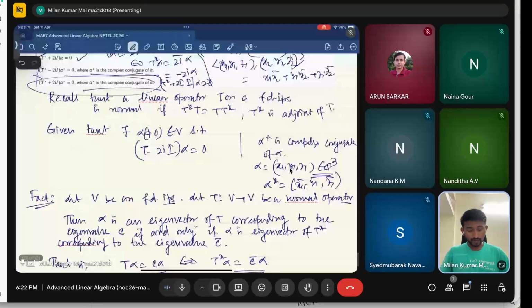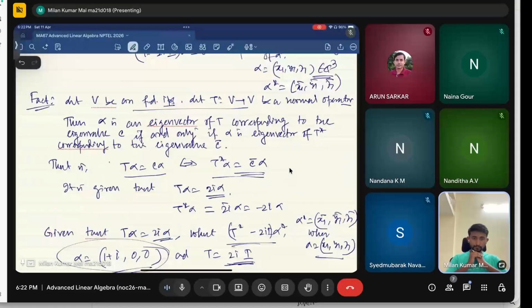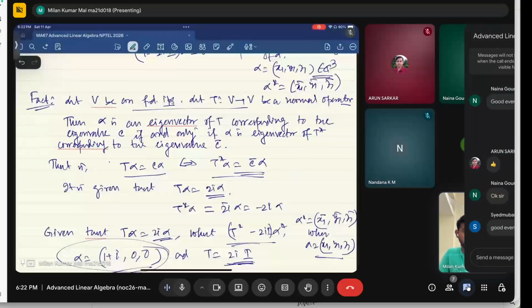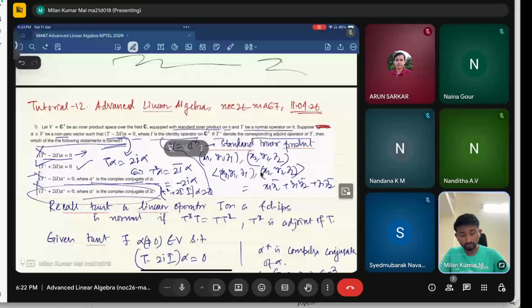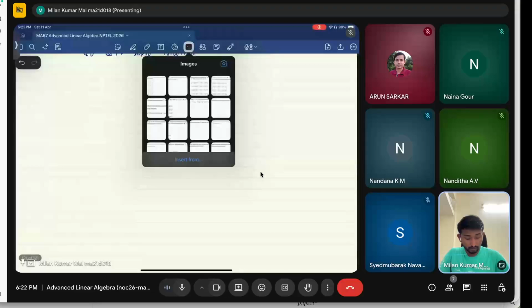Is it clear that I have tried to give counter examples for the last two options, and for the first two I have tried to use the theorem? I hope it is clear. If there is any doubt, you can let me know, and I'll go back and try to explain once again. In fact, even if I am going to the next problem, you can pause me and ask me the problem.